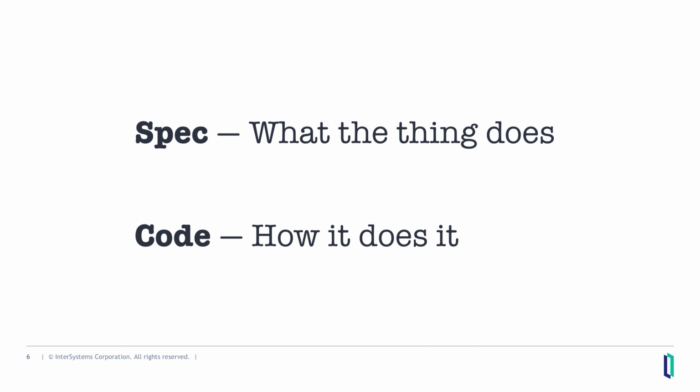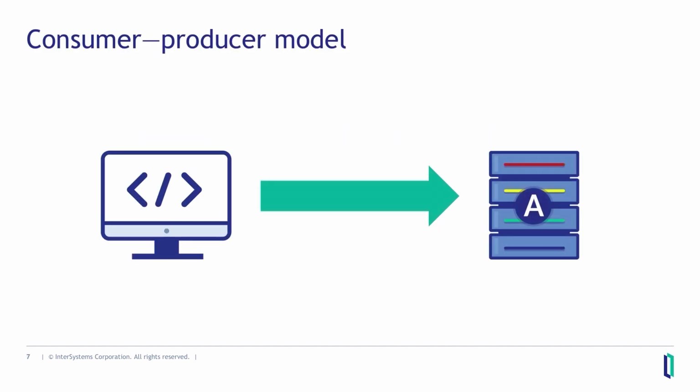So keep these terms in mind as we move ahead here. Now, what is an API really but a bridge between two pieces of software? And that's represented by this consumer-producer model. You have a producer that's providing some functionality and a consumer that wants to connect to that to take advantage of it. And in the real world, these can be anything.